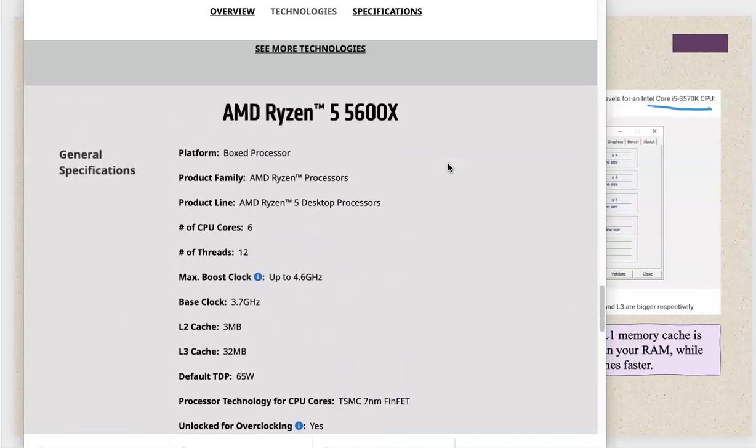Okay, here we have it. So these are the general specifications. The number of CPU cores that this Ryzen has is 6. Number of threads is 12. We have not talked about threads yet.